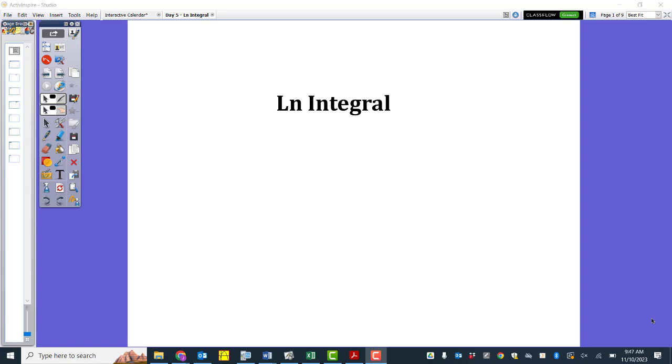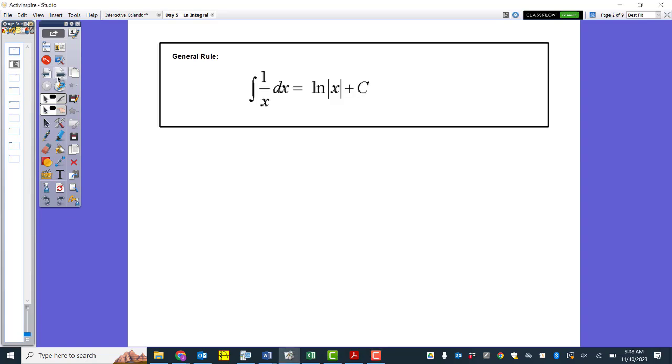All right, today we're looking at natural log integrals. Now notice I'm not saying the integral of natural log because that's not what we're actually doing. We're taking the integral that gives us natural log. We can't take the integral of natural log yet, that's in the future.